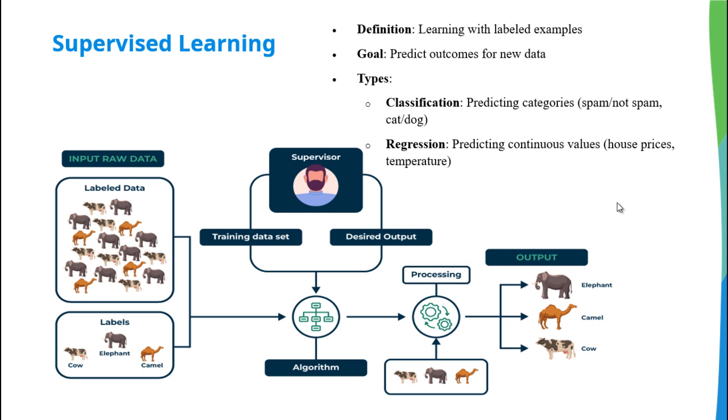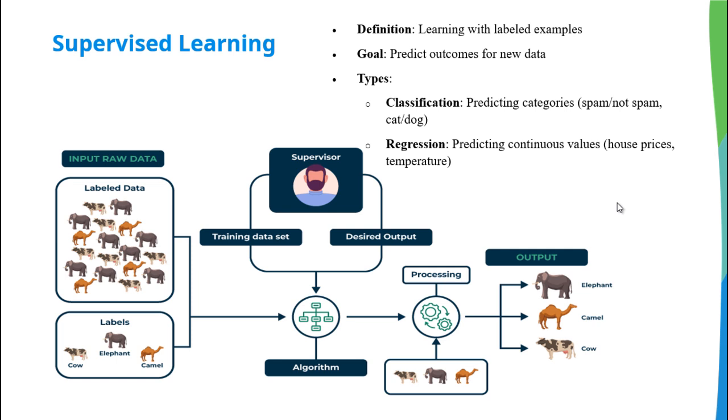So when you look at the image here, we have input raw data, which is labeled, either cat or dog. These are called labels. You already have names assigned to the features. So we have either cat, cow, elephant, or camel. These are labels, known labeled variables, known inputs. Then we have a supervisor. The supervisor supervises the learning process, the training data and the desired output.